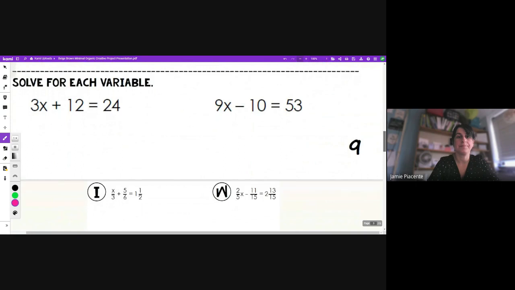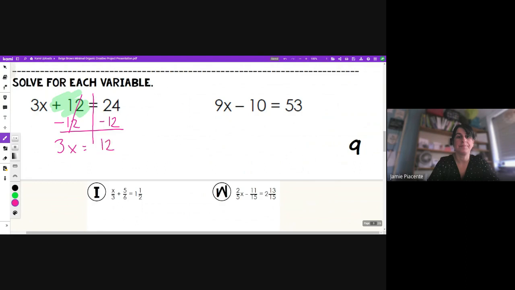All right, so let's solve for each variable. These ones might be a little bit easier, so let's see. I'm going to draw my line. I find whatever is by itself. I have a plus 12 by itself. So to get rid of plus 12, I subtract 12 from both sides. I'm left with a 3x equals 24 minus 12 is 12.